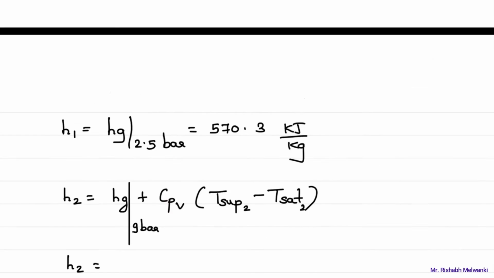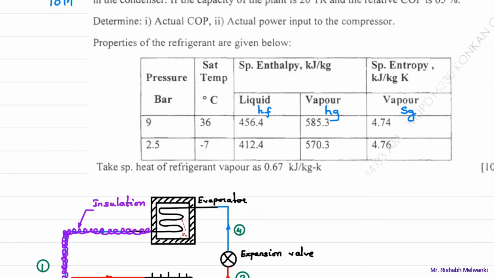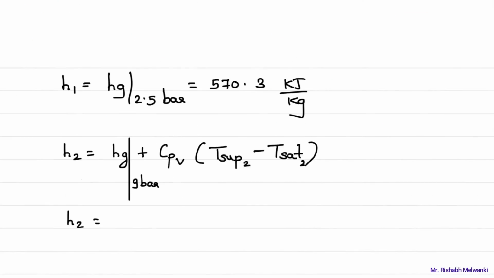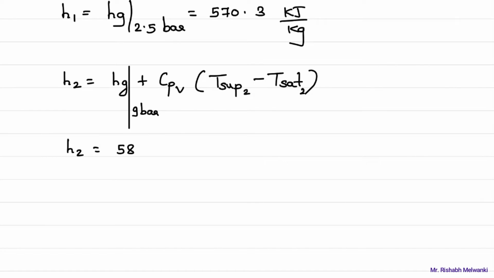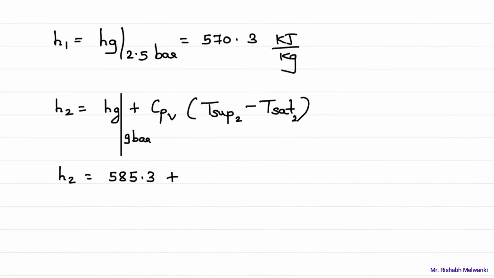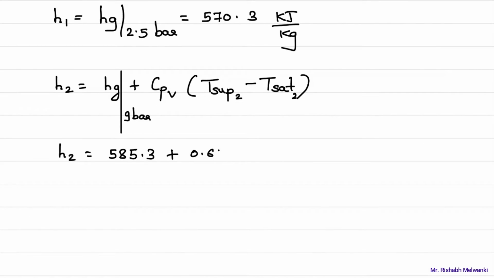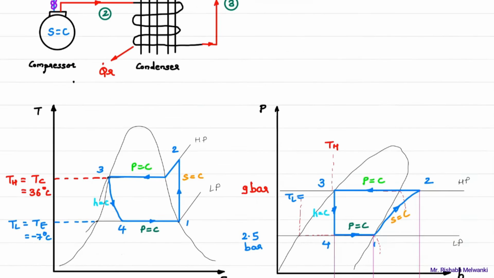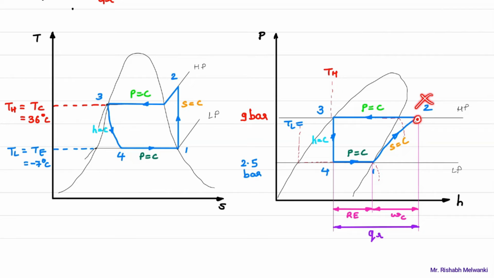Okay, H2 is there. Now Hg at 9 bar. What is that value? 9 bar, what is the Hg value? 585.3 kilojoule per kg. So what is Cp of vapor? Cp of vapor is 0.67 kilojoule per kg Kelvin. So I'll write down that value, 0.67, in brackets T sup of point number 2. Now this T sup of point number 2 is not known.